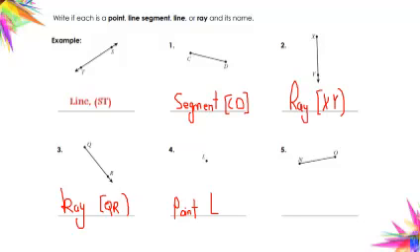Number 5, this is a segment. How did we know? Because it has two endpoints. What are they? They are N, O. It's closed at N and it's closed at O.